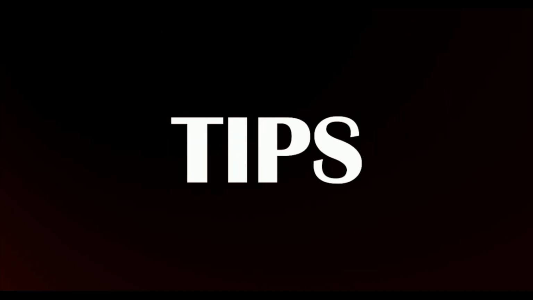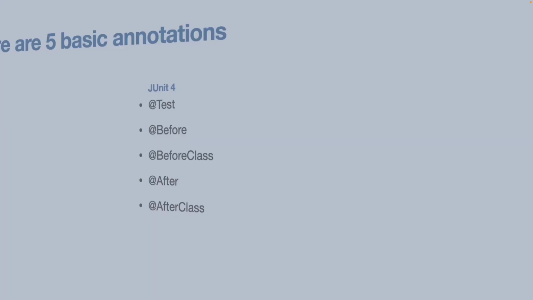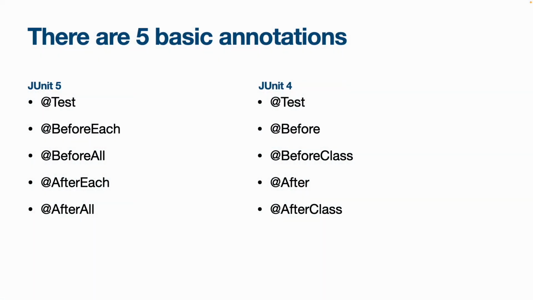In this video, we're gonna learn about basic annotations and their order of execution. So when it comes to JUnit, there are a set of annotations that we need to know and the order of their execution. The 5 basic annotations that I need to talk about here are the Test annotation, BeforeEach annotation, BeforeAll annotation, AfterEach annotation, and AfterAll annotation.